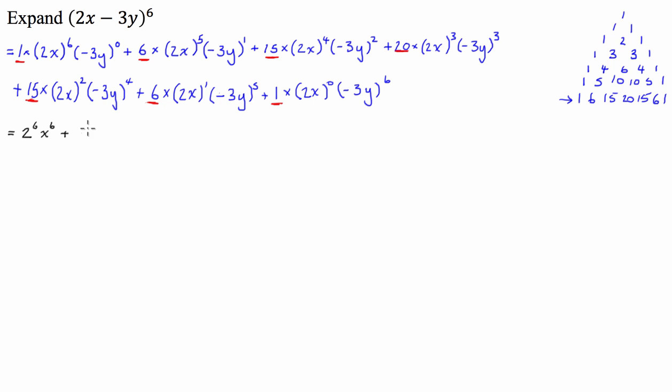add 6, now I'll put this in brackets for our coefficient, add 6 times 2 to the power of 5 times negative 3 to the power of 1, and then we close the bracket here, and we have x to the power of 5 y to the power of 1.